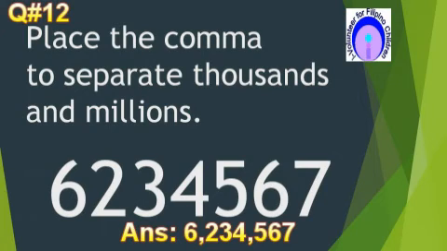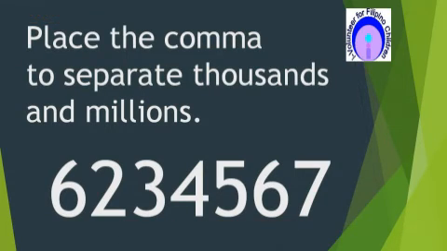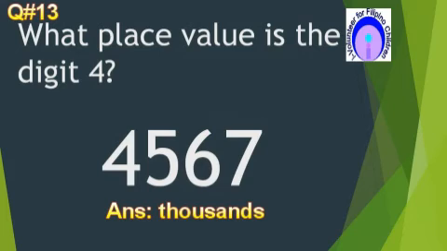Question number 12. Place the comma to separate the thousands from the millions. Place the comma between 6 and 2 to separate the million. Between 4 and 5 to separate the thousands. 13. What place value is the digit 4? Digit 4 is in the thousands place.